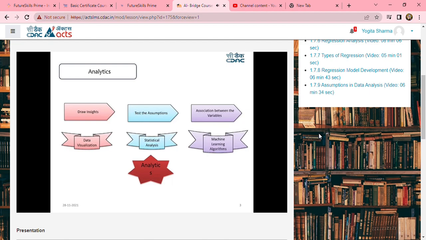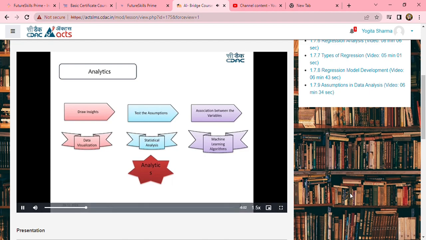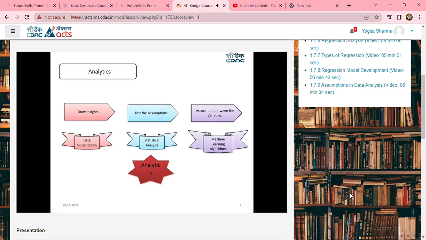Based on the understanding of the data, you go ahead and test some sort of hypothesis. You frame some assumptions, frame some hypothesis, and then you go ahead with the hypothesis testing, which falls under the category of statistical analysis. Sometimes you want to find an association between the dependent and the independent variables, which means between the input and the output variables.